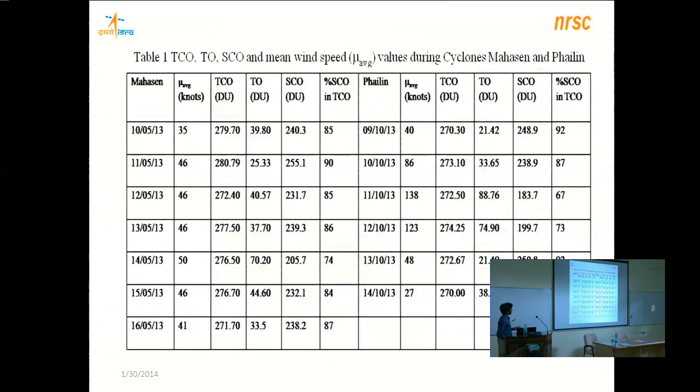And during the severe cyclones Phailin and Mahasen, there is a percentage change in stratospheric columnar ozone. The severe cyclone Mahasen, on 14/5/2013, had a wind speed of 15 knots, and the stratospheric percentage is 74 in total columnar ozone. But in the Phailin case, there is 73% stratospheric columnar ozone. This leads to exchange between the upper troposphere and lower stratosphere.